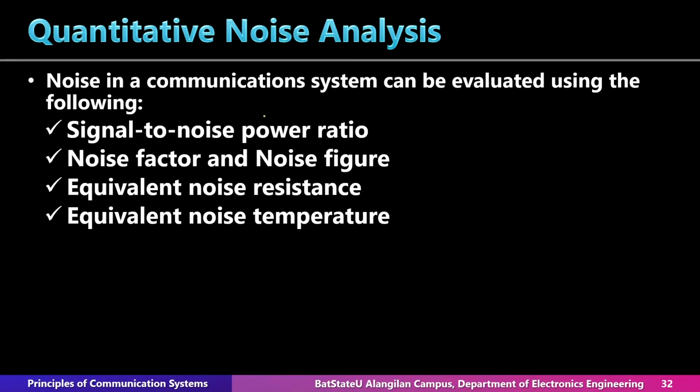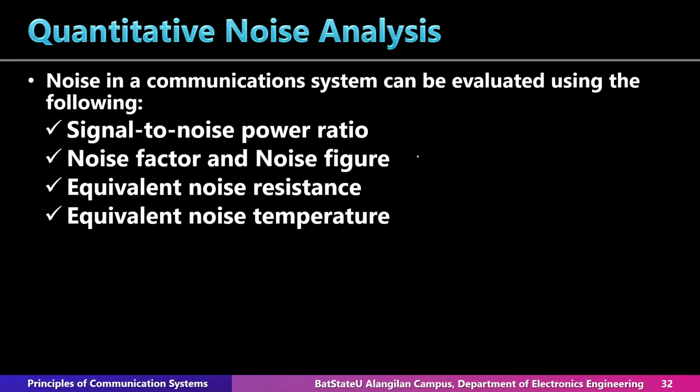So in this topic, we will discuss the following metrics or figures of merit used to evaluate the noise performance of a portion of the communication system. For example, we will discuss the signal-to-noise ratio, the noise factor and noise figure, the equivalent noise resistance, and noise temperature. So these are the ways on how we can measure the amount of noise present in a communication system, or for example, the amount of noise produced by a particular amplifier in a communication system.